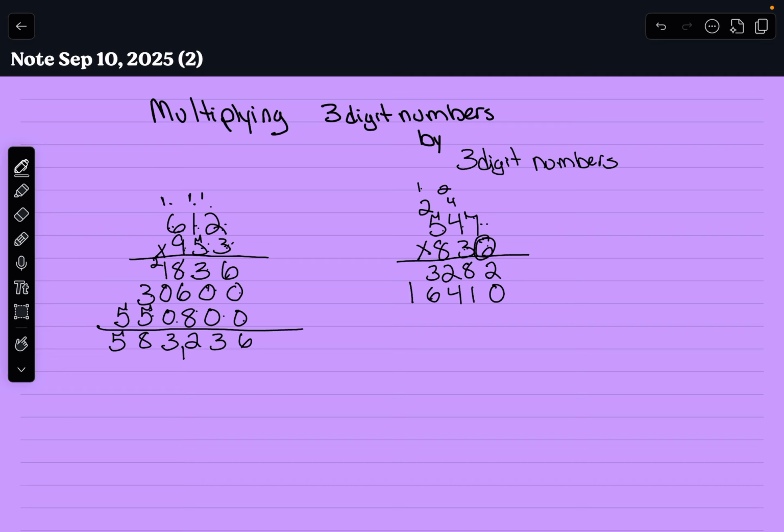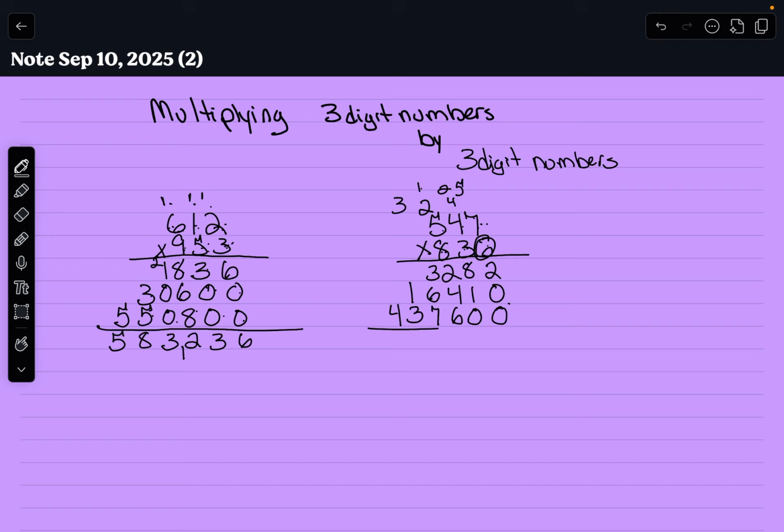So we're going to leave that number there. Now we're going to drop our 2 imaginary zeros. 8 times 7 is 56. And put down your 6. Carry your 5. 8 times 4 is 32. 32 plus 5 is 37. And then 8 times 5 is 40, plus 3 is 43.